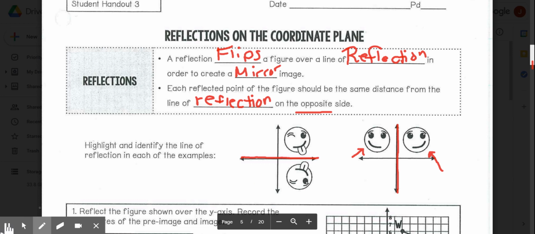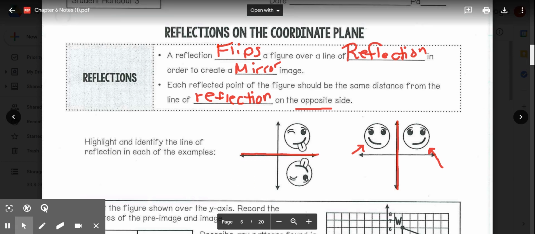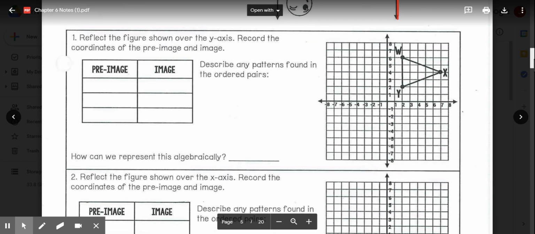And then we're going to go ahead and scroll down here to this first example. And we're going to do a reflection. It says, reflect the figure shown over the y-axis. Record the coordinates of the pre-image and image. So we're taking triangle W, X, Y, Z, and reflecting over the y-axis. If it helps, you can always label those axes to remember which is y and which is x. Here, our y is our vertical axis. So we're flipping over the y-axis.